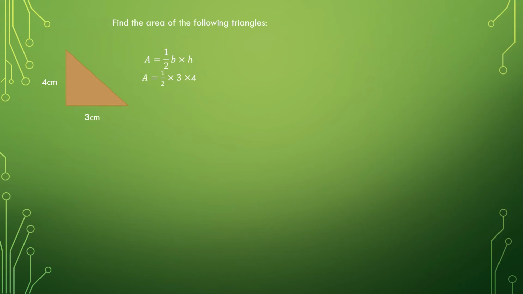And so rather than trying to find half of 3, that's not a very easy step, 3 is an odd number, I'm going to find half of 4. Half of 4 is just 2, and so 2 times 3 is 6. So that leaves me here with an area of 6 square centimetres.